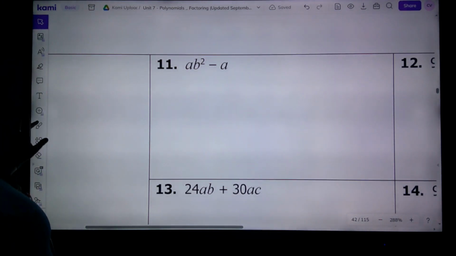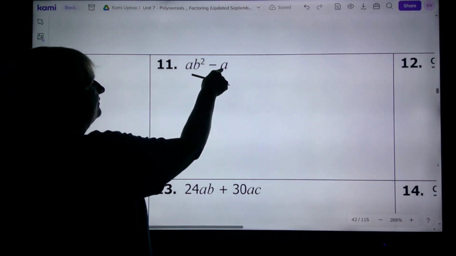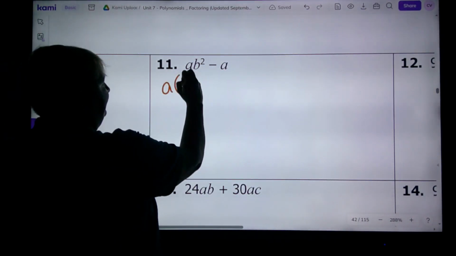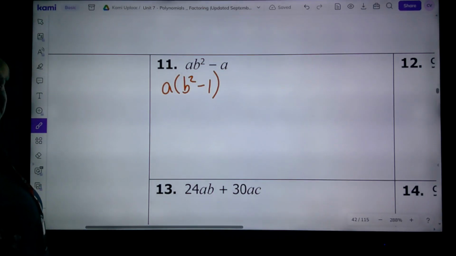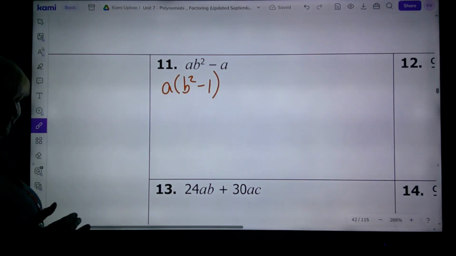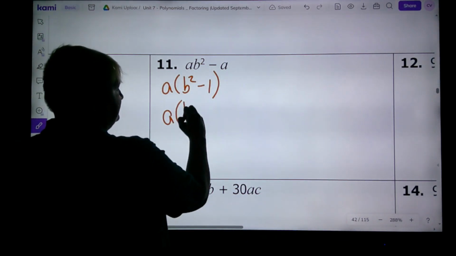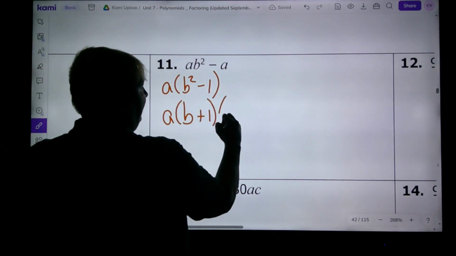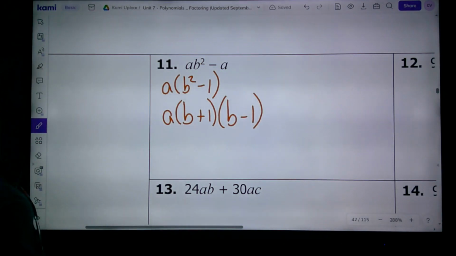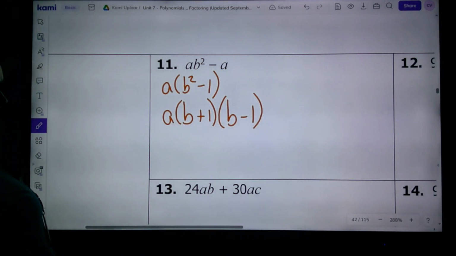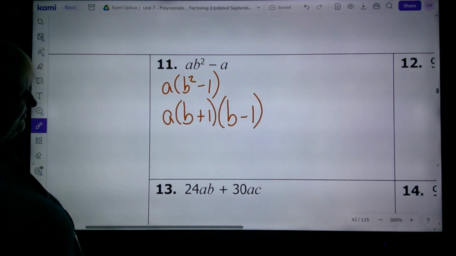Oh, that's interesting. All right, let's see what we got. Take out the a. We're left with b squared minus 1. Remember, 1 is a perfect square. 1 times 1 is 1. So we can actually use a difference of squares. b plus 1 and b minus 1 is going to give us that b squared minus 1. It's going to give us that difference of squares.